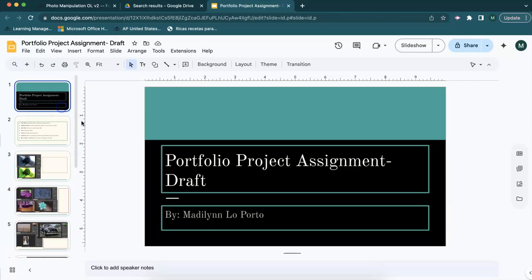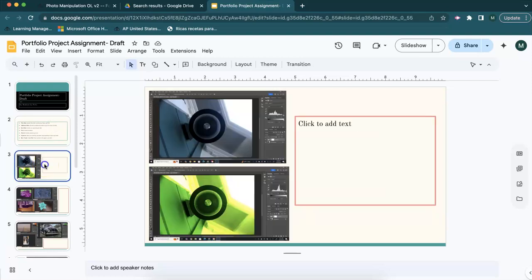Hi, this is my portfolio project assignment draft. This is quite rough. I just have my basic outline plan, but no words have been put in yet. That'll be something that I do in the next few lessons.